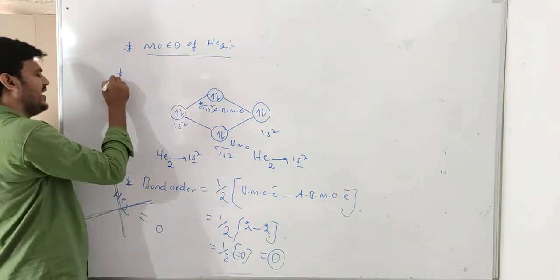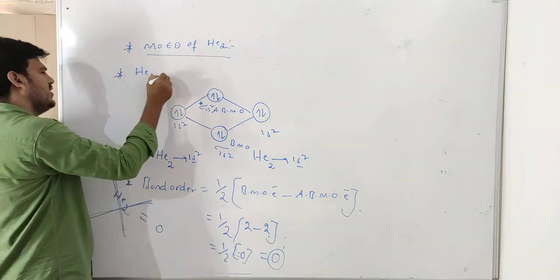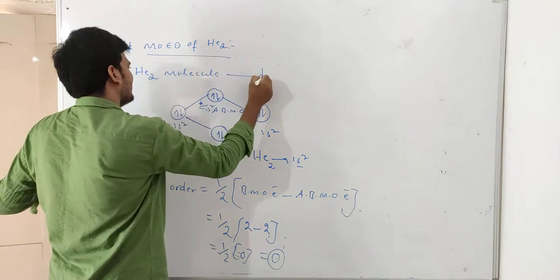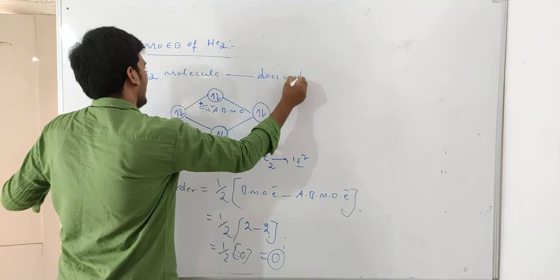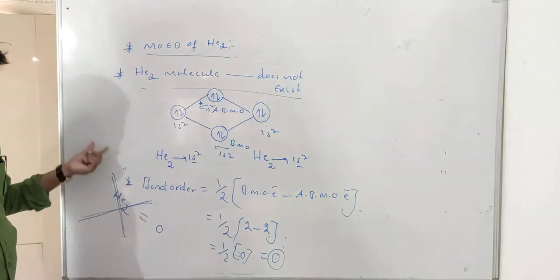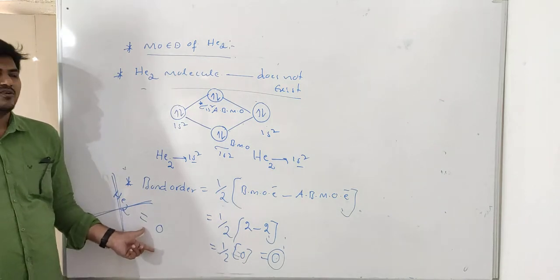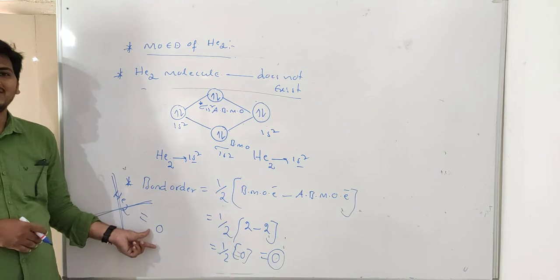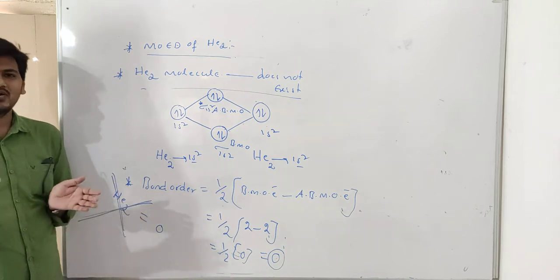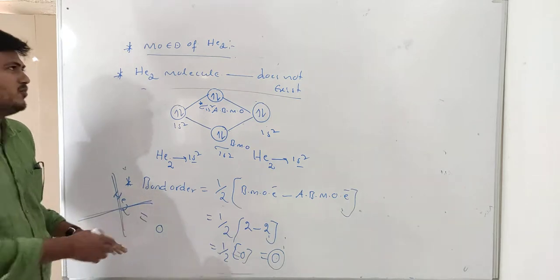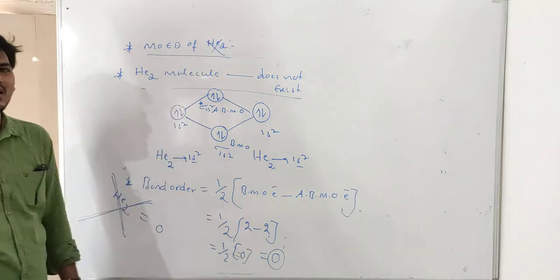So finally, the helium-2 molecule does not exist, because the helium-2 molecule's bond order is 0. So if bond order is equal to 0, the molecule does not exist.